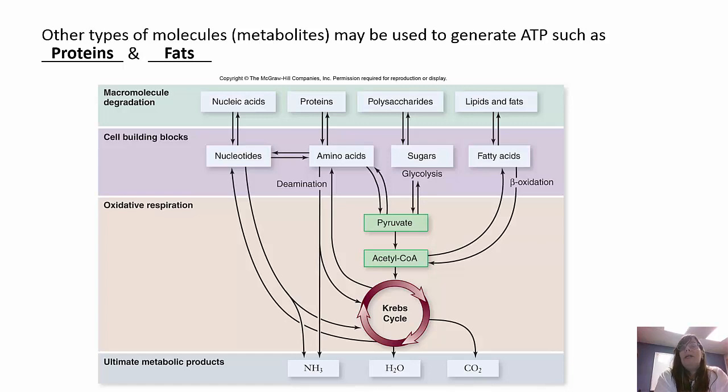Other types of molecules can be used to generate ATP, like proteins and fats, but they're going to enter at different points during the respiration cycle. So proteins will be broken down into amino acids. Lipids and fats will be broken down into fatty acids. The amino acids will then enter the Krebs cycle. The fatty acids will go to acetyl coenzyme A. Pyruvate can be involved, it just really depends. And then the Krebs cycle will continue and make different metabolic products.